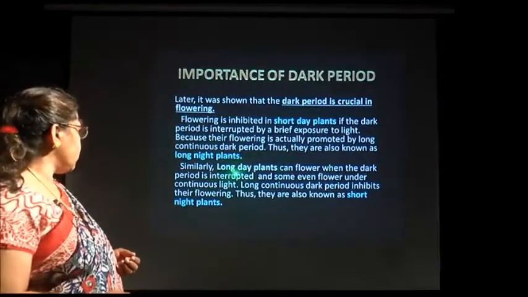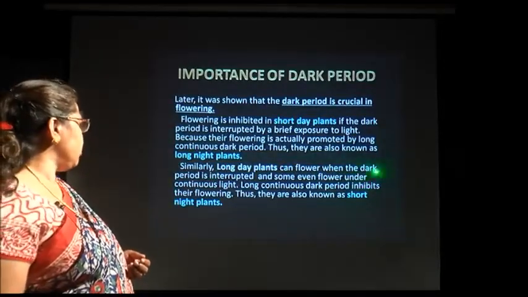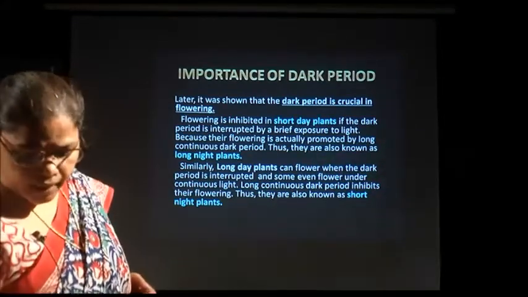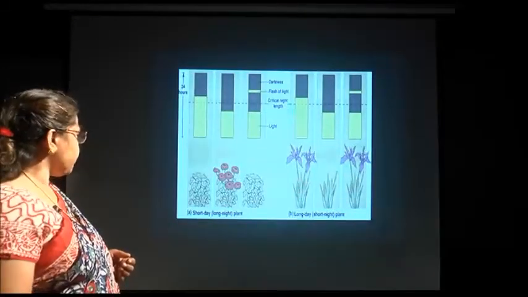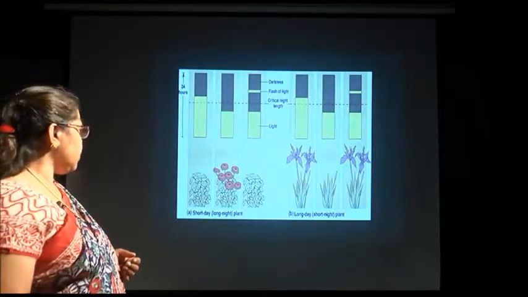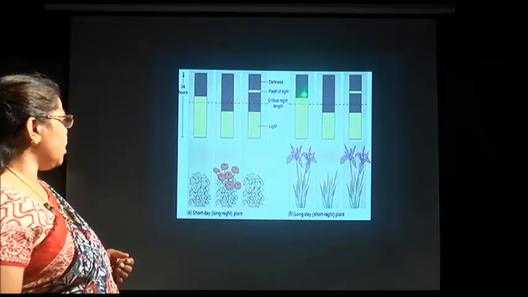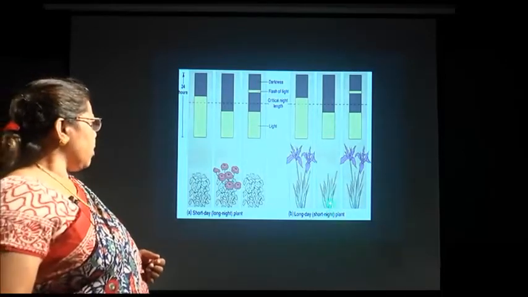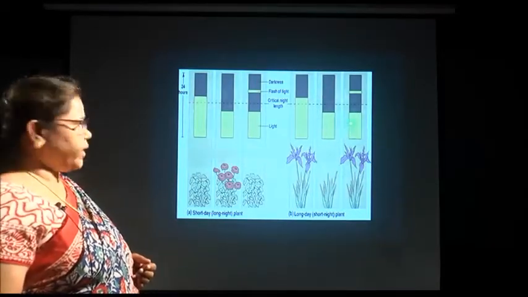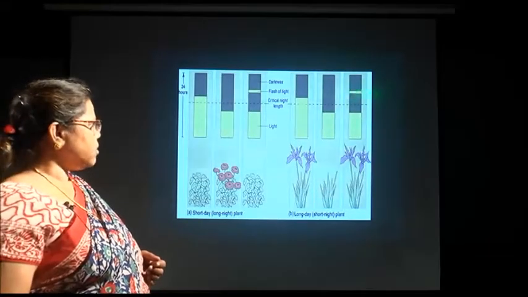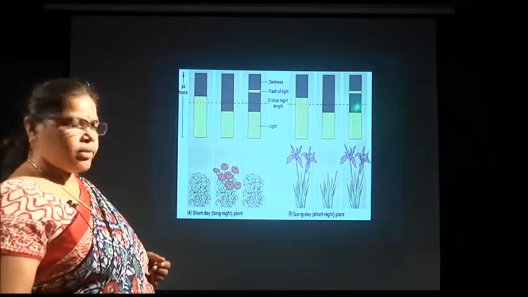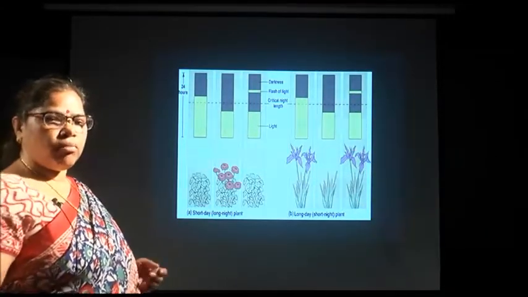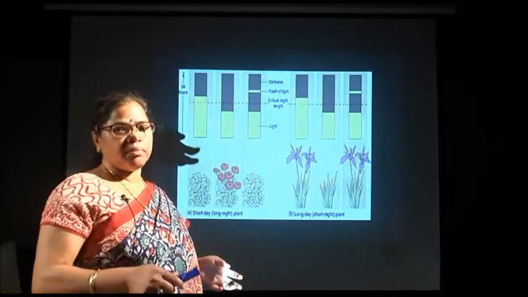Similarly, the long day plants can flower only when the dark period is interrupted, and some even flower under continuous light. You see, in long day plants, this is the critical night length, and they flower when there is continuous light and the night length is shorter, and they will not flower when there is continuous dark. If this continuous dark period is interrupted by a flash of light, then also they can flower. Some long day plants even flower in the continuous presence of light.